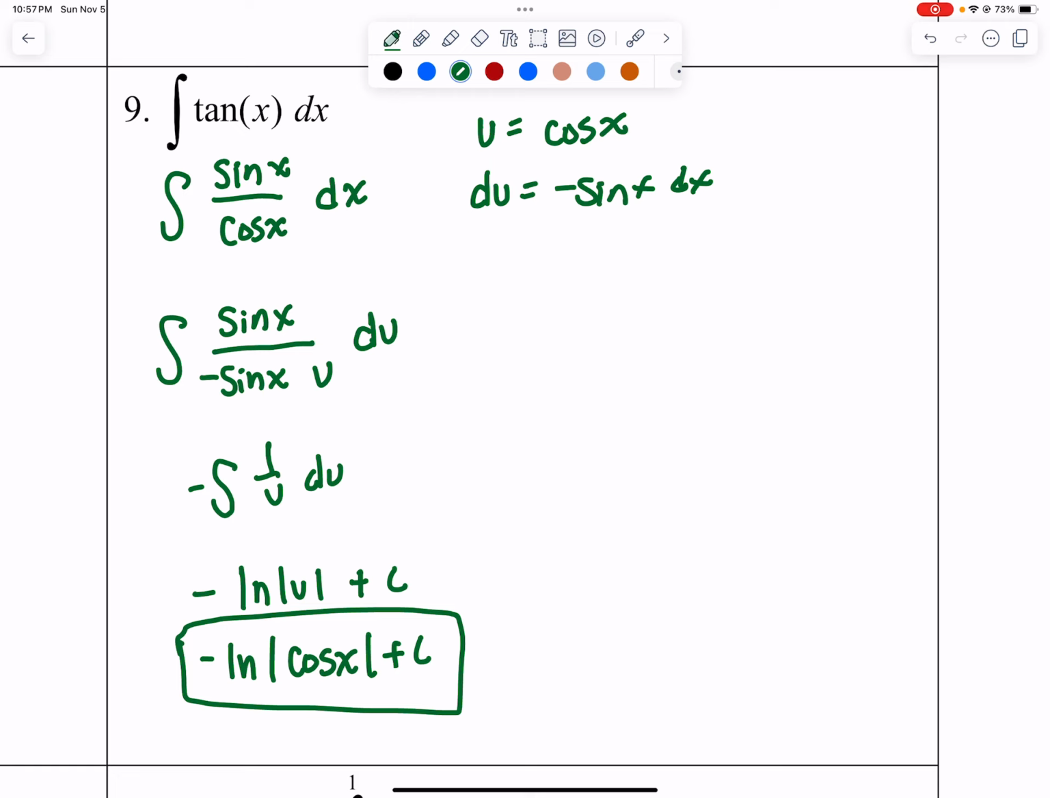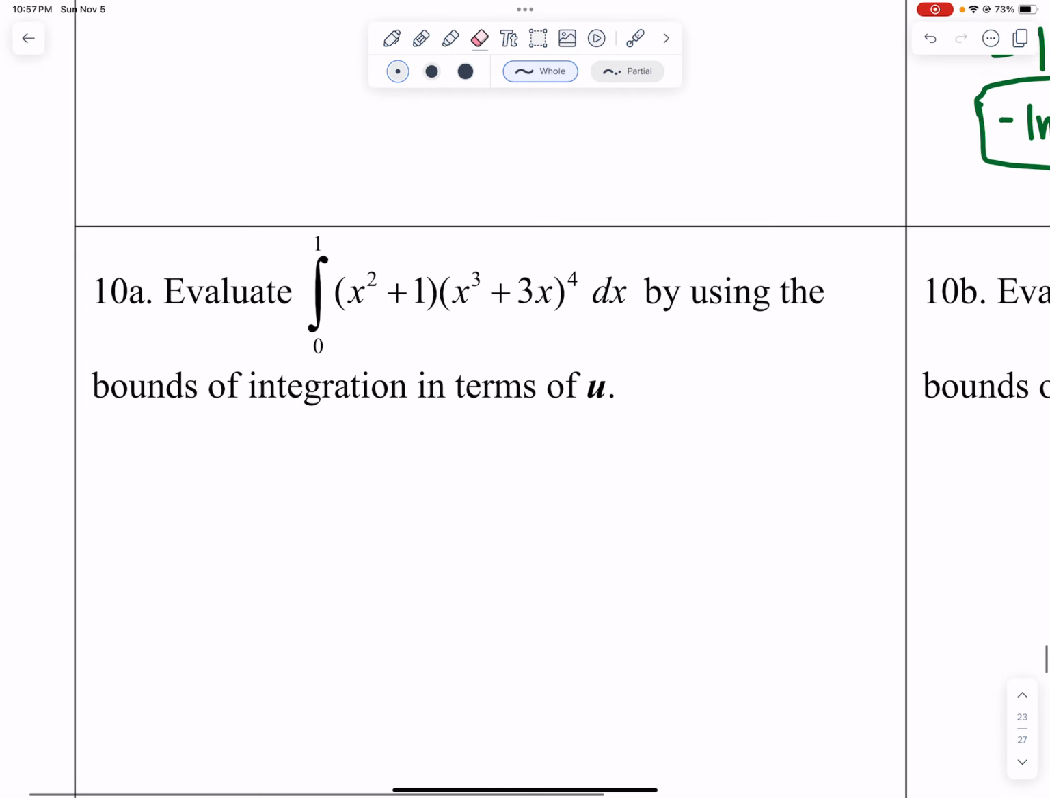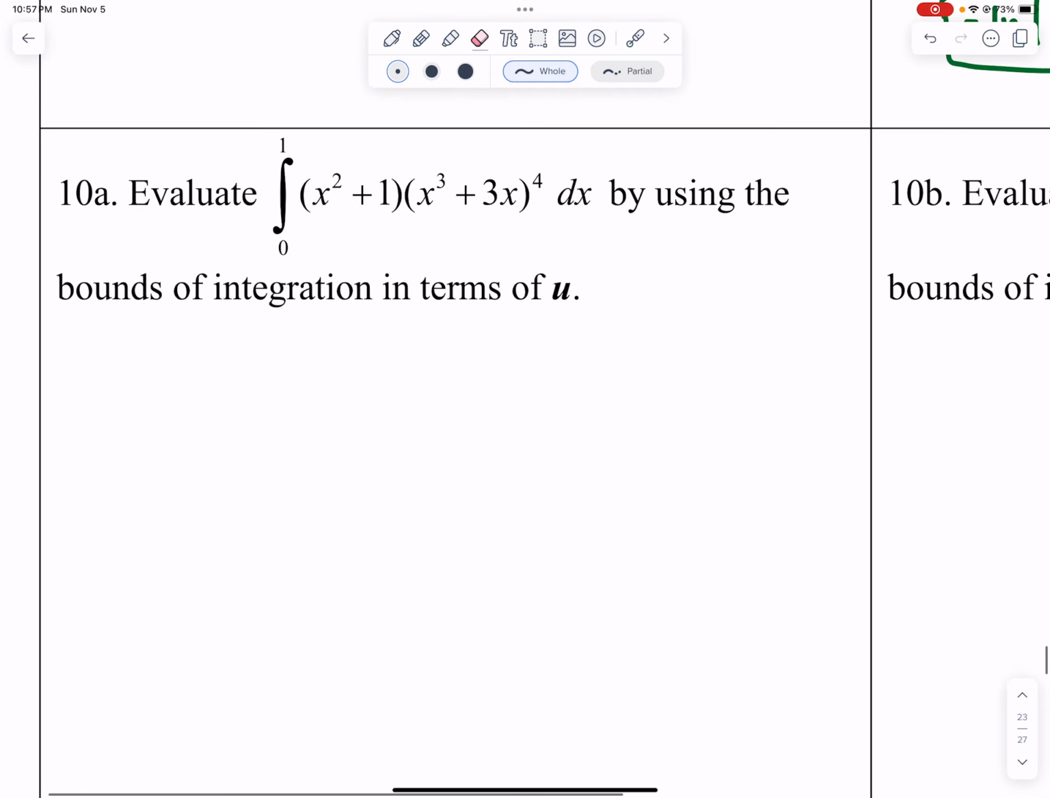Okay, so those were your indefinite integrals where we had plus c. Using definite integrals where we have bounds of integration right here, like number 10a, we're going to evaluate this using the bounds of integration in terms of u. So what does this mean? This means that we're going to change these bounds in terms of u, because right now it's an x. So we're going to use u-substitution.